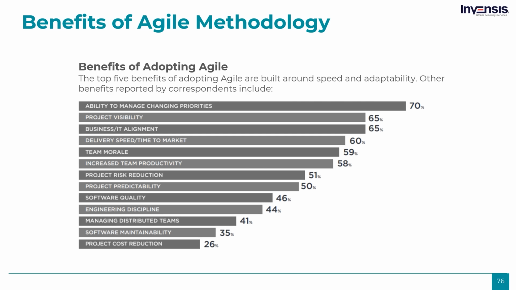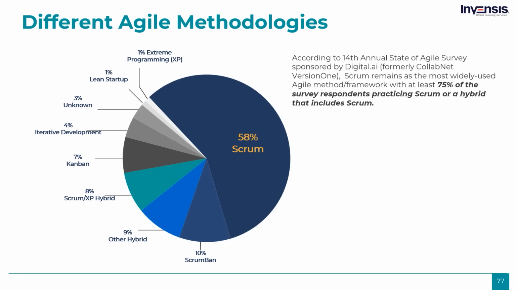I already mentioned earlier that Agile is an umbrella term for various methodologies, Scrum being the most popular one. According to the 14th Annual State of Agile Report, Scrum remains the most widely used Agile framework, with at least 75% of the survey respondents practicing Scrum or a hybrid that includes Scrum. Next to Scrum, we have Kanban, Extreme Programming, Lean, and many others.